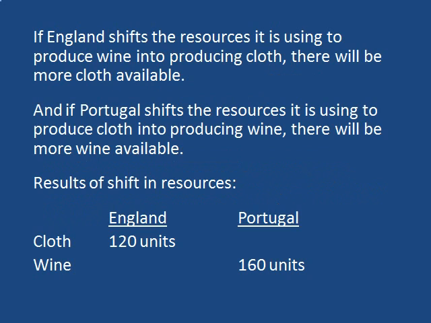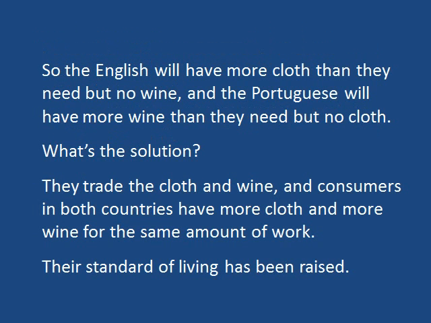If England shifts the resources it is using to produce wine into producing cloth, there will be more cloth available. And if Portugal shifts the resources it is using to produce cloth into producing wine, there will be more wine available. The results of this shift in resources will be production of cloth, England 120 units, production of wine, Portugal 160 units, more than they produced together before.